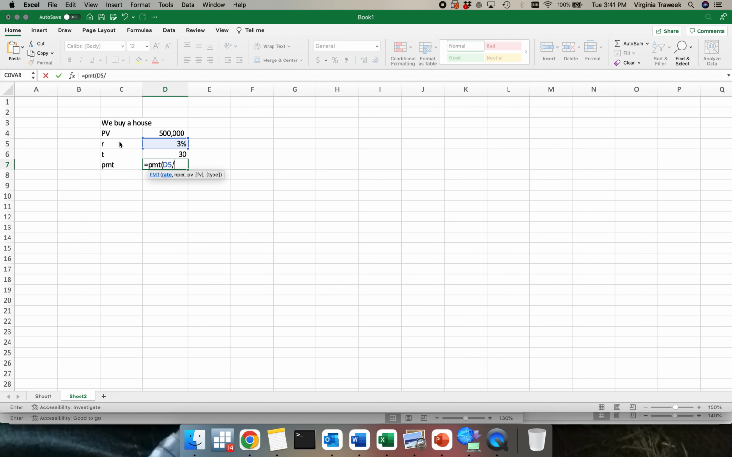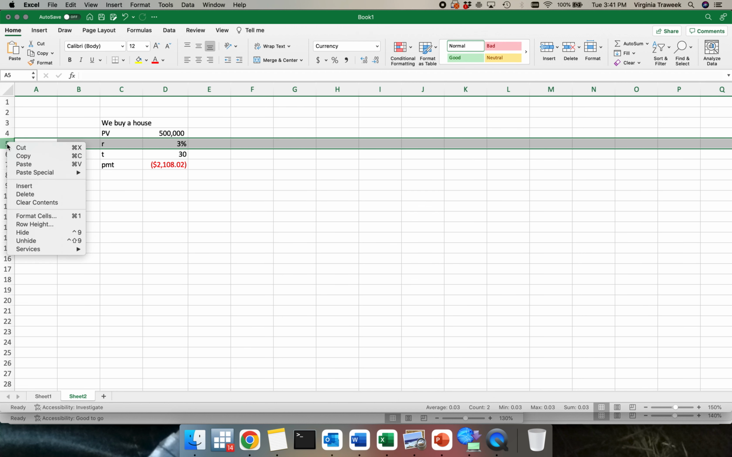Our rate is going to be 3% divided by 12 because we're going to pay monthly. The number of periods is going to be 30 times 12, because there's going to be 30 years times 12 payments. And then our present value is going to be 500,000, and I'm going to close the parentheses. That's going to give me a negative number. Oh, I forgot, we've got to put a down payment.